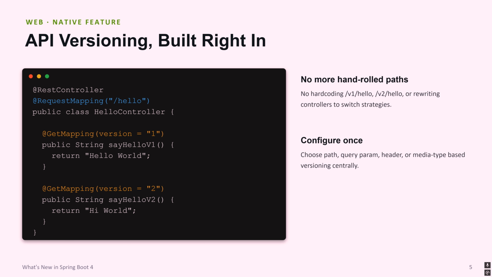Then comes API versioning. I remember I used to version APIs with a hard-coded v1, v2 in the path. But now, since version 4, you just add a version parameter like version 1 or version 2 in the GetMapping. And you can also configure it if you want to put the version in the header or in a query param as well. You just have to configure it once in the application.